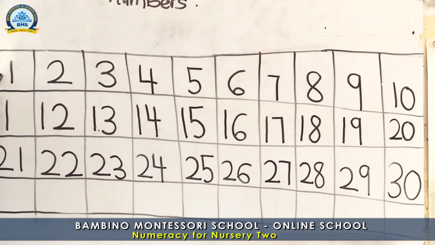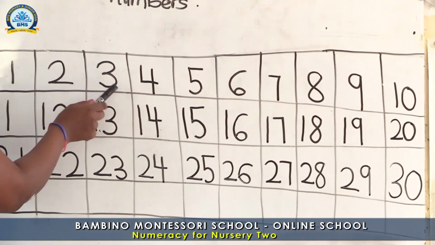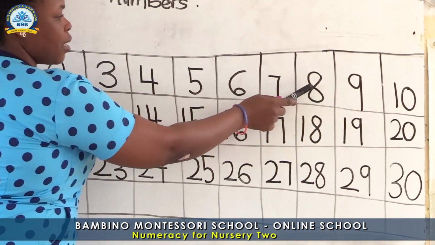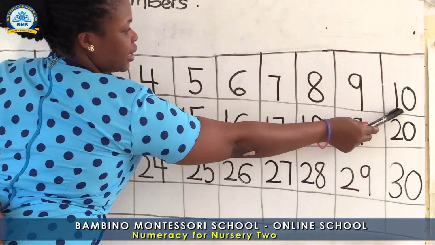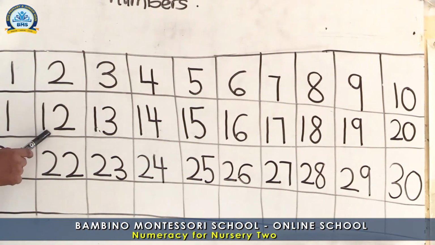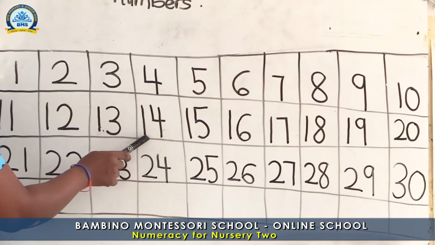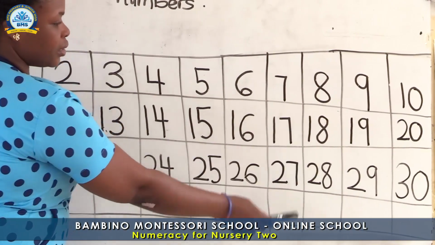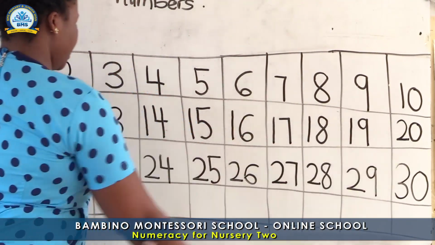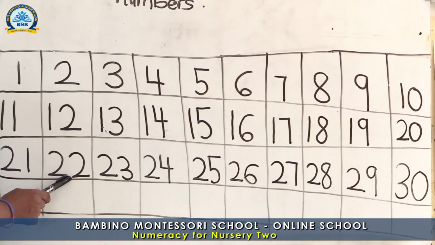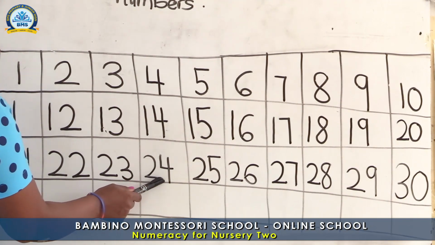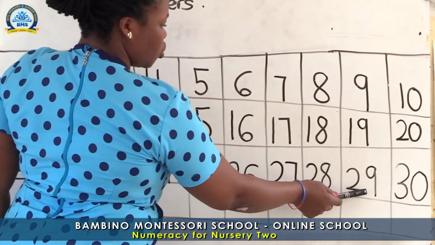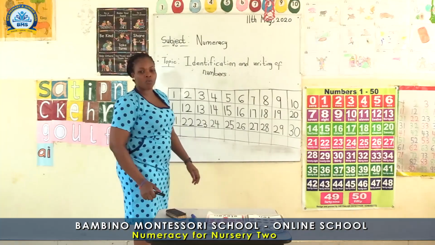Let's go. 1, 2, 3, 4, 5, 6, 7, 8, 9, 10, 11, 12, 13, 14, 15, 16, 17, 18, 19, 20, 21, 22, 23, 24, 25, 26, 27, 28, 29, 30. Clap for yourself. You are wonderful kids.